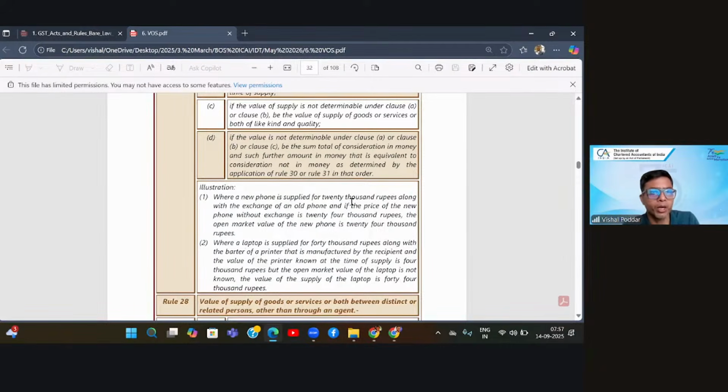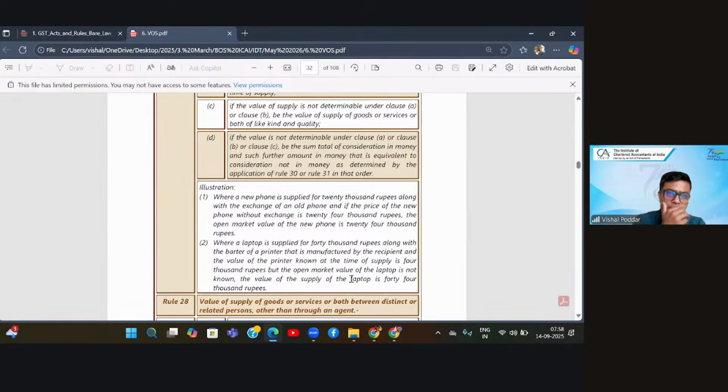common example. Another example given over here is where a laptop is supplied for 40,000 along with the barter of a printer that is manufactured by the recipient and the value of the printer known at the time of supply is 4,000, etc., etc. So where there is a barter, where there is an exchange, these are also real life scenarios which come under this particular rule. So this rule will apply whenever there is a consideration.